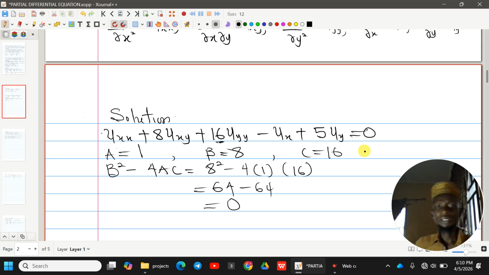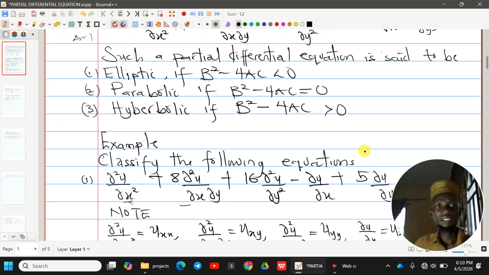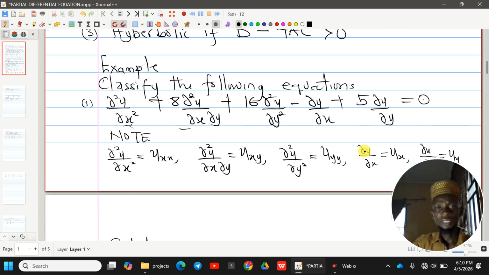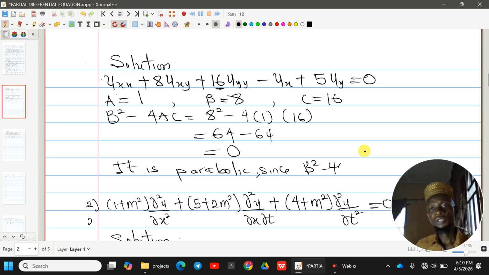It means what? This one is 0. According to the properties, if b squared minus 4ac is equal to 0, it is parabolic, okay? That is, this one is parabolic, okay? Parabolic, since b squared minus 4ac is equal to 0, okay?